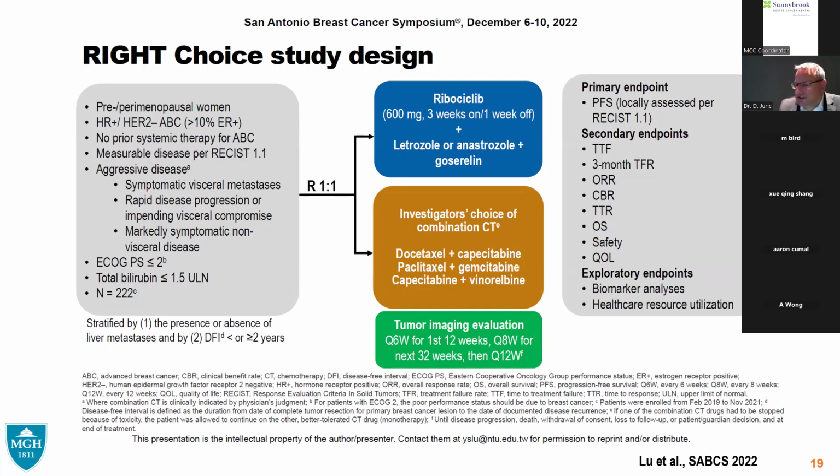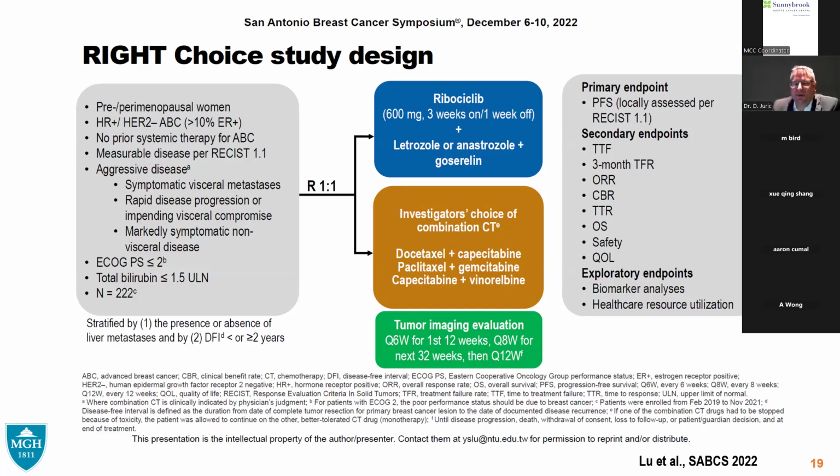So RIGHT Choice is really an intriguing study to me. Why? Because they tested a very straightforward strategy. They said, hey, on one hand, let's use brute force. Let's hit the tumor with 2 chemotherapies, not 1, but 2. Docetaxel-capecitabine, paclitaxel-gemcitabine, capecitabine with vinorelbine. So chemotherapy doublets in young patients.